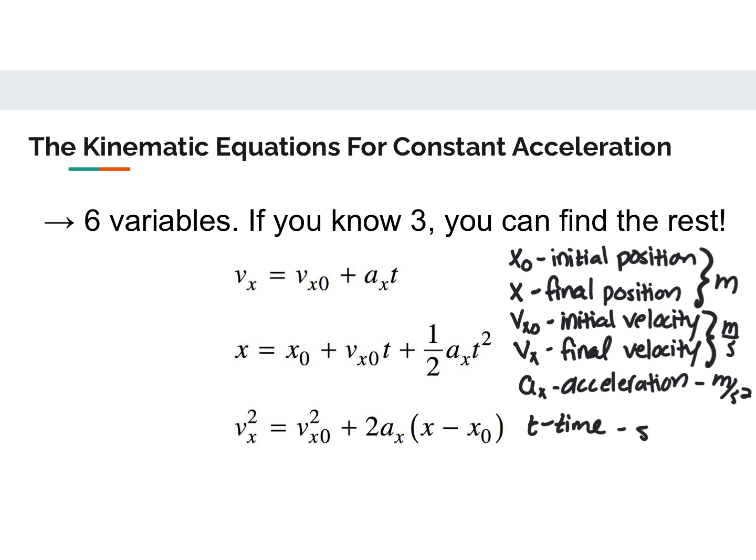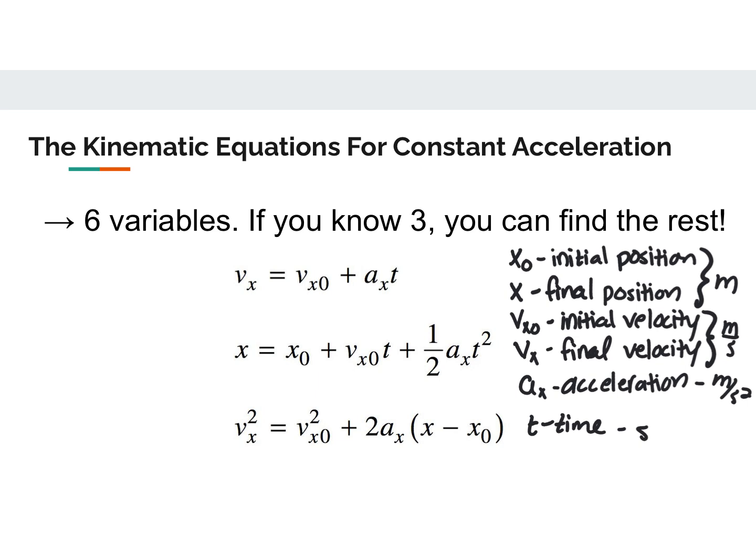The first equation says final velocity equals initial velocity plus acceleration times time. The second equation is a long one. Final position equals initial position plus initial velocity times time plus 1/2 acceleration times time squared. The third equation says final velocity squared equals initial velocity squared plus 2 times acceleration times your change in position, final minus initial.